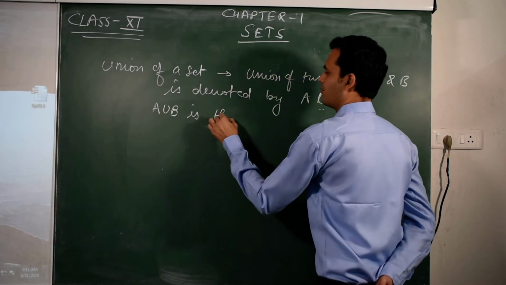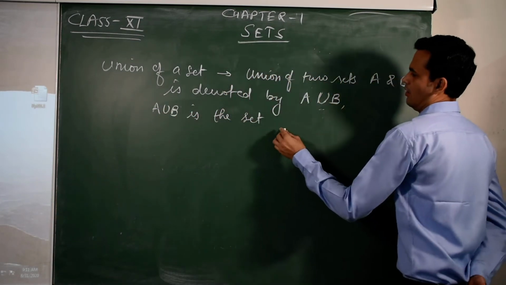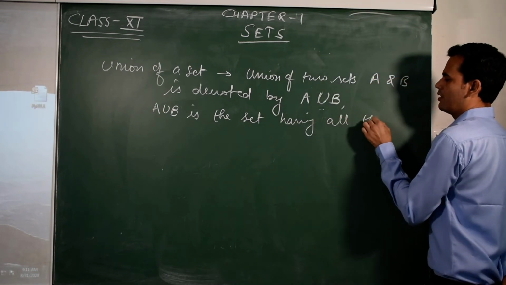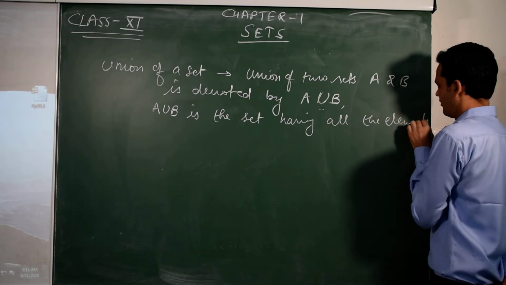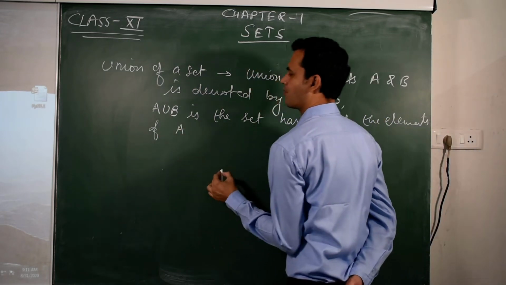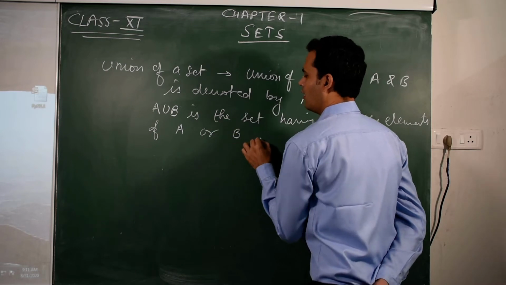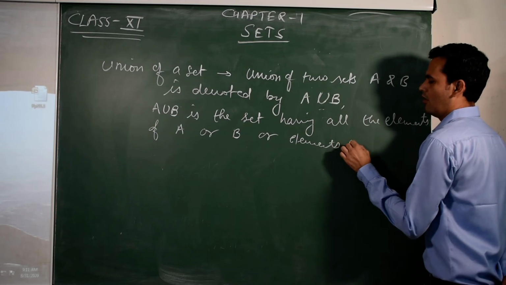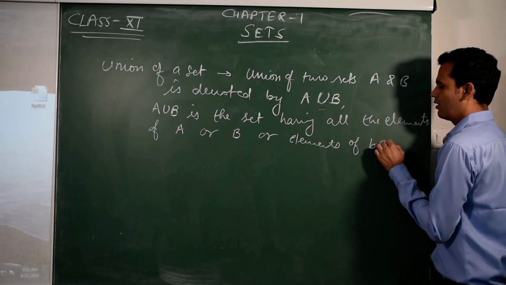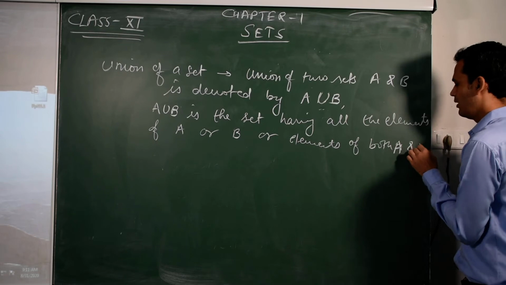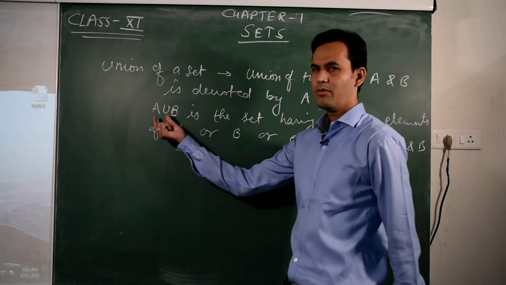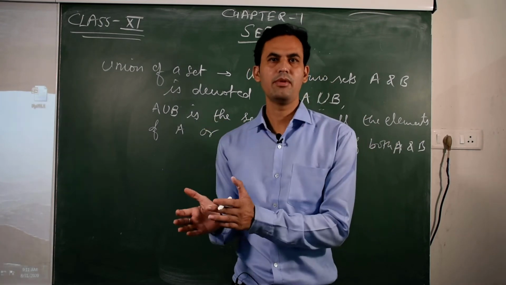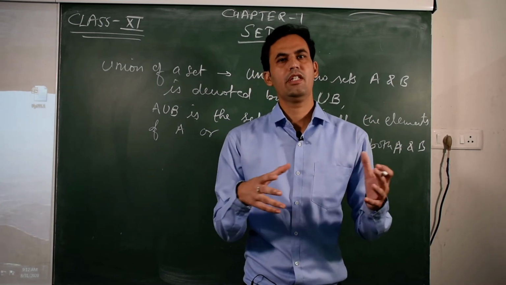A union B is the set having all the elements of A or B or elements of both A and B. It means A union B is the set of elements of set A, elements of set B and common elements of set A and B.